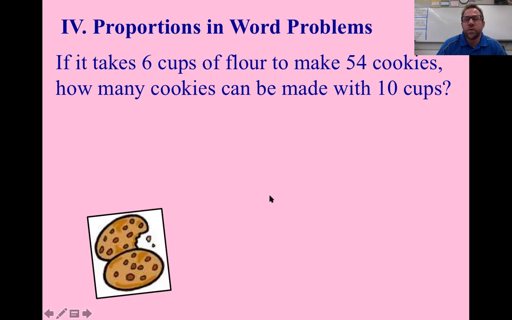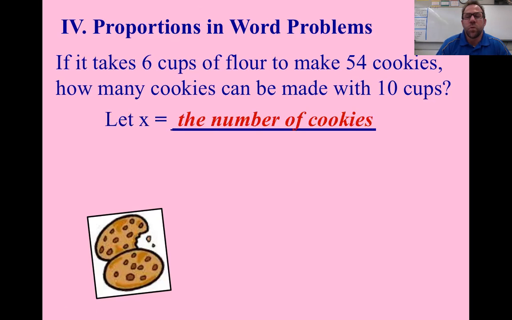Okay, so the first thing you have to think about is, what are your categories? What we want to first figure out is what are we trying to figure out? We're trying to figure out the number of cookies. Okay, so how many cookies can be made with 10 cups? So we're trying to figure out how many cookies. So that's what we want as our X.